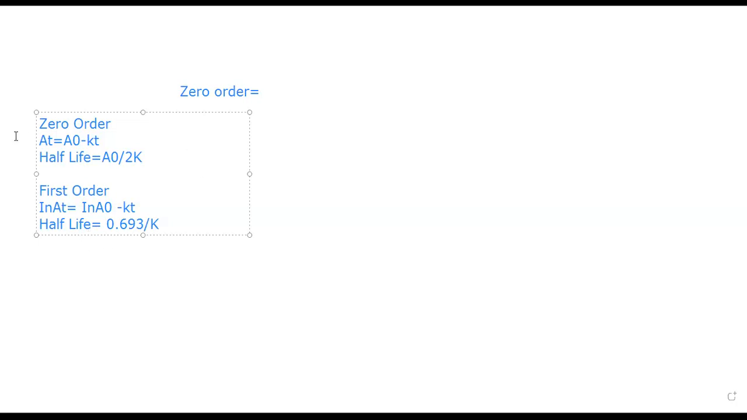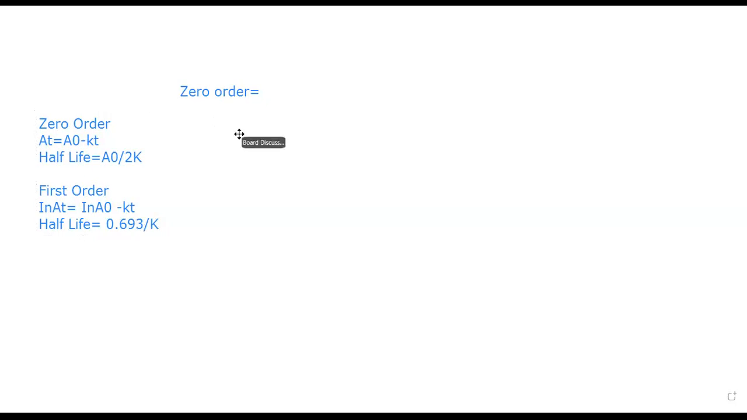So in zero order, a constant amount of the drug is eliminated per unit time. Whereas in first order, a constant fraction of the drug is eliminated per unit time. Let me just repeat. Zero order, constant amount per unit time. First order, constant fraction per unit time. So let's see an example.